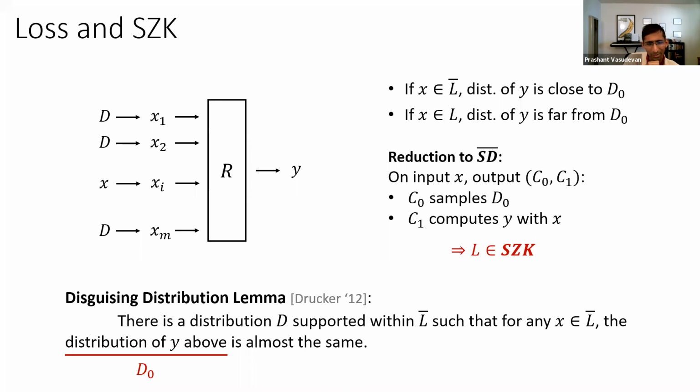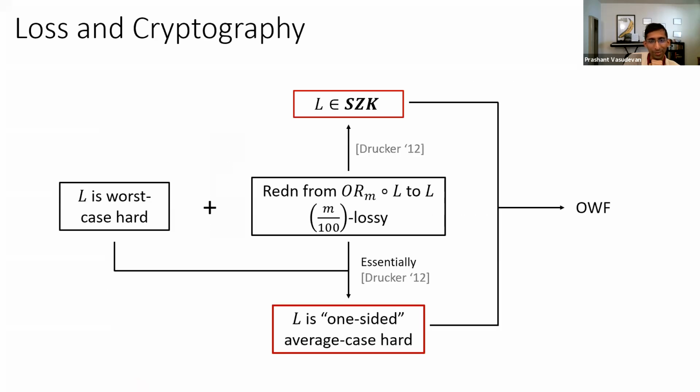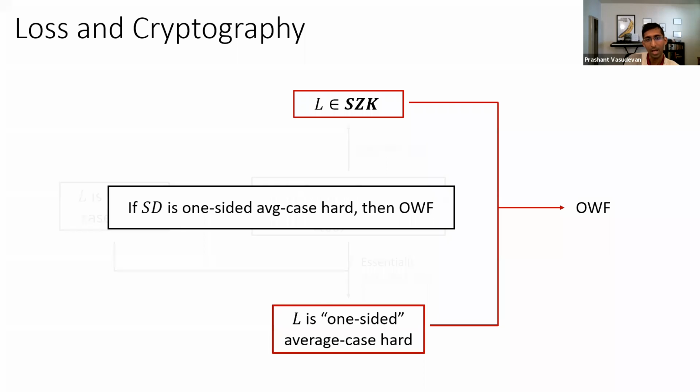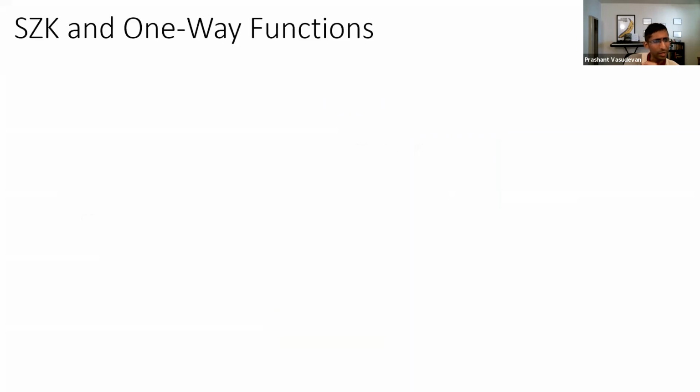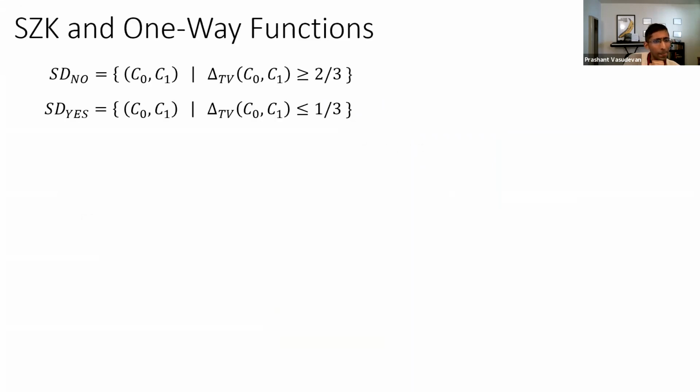In the interest of time, I'm going to move on. So far we have shown that if you have these two conditions, then L is both one-sided average case hard and L is contained in SDK. How do we show that this implies one-way functions? It's again using statistical difference as the complete problem for SDK, which I'll briefly describe now, and then we can end after that.